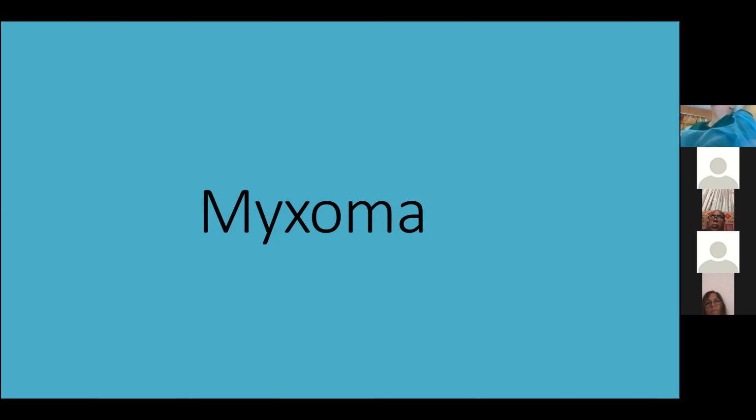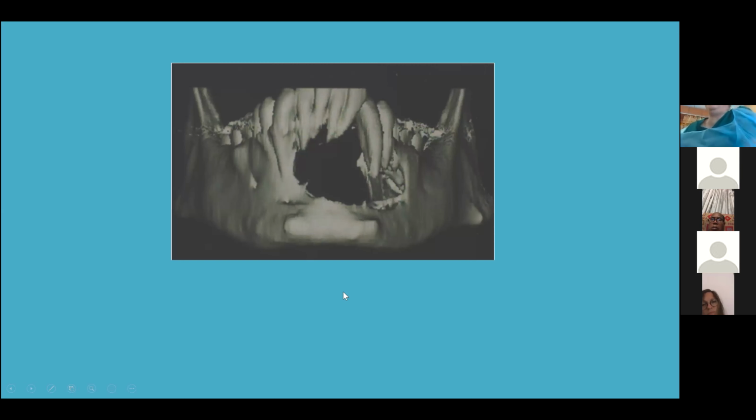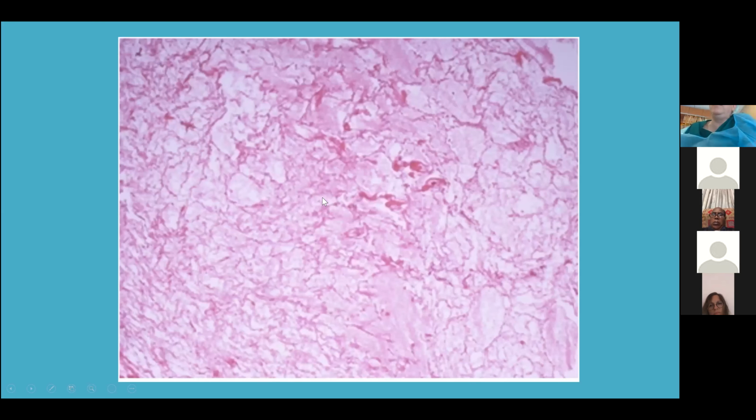Myxoma is an unusual lesion of the jaws. Again, very aggressive lesion, completely benign, but very aggressive. You can see the damage here in the anterior mandible. We ran a 3D CT, showing the damage being caused by the lesion, the inferior border still intact. Here's the histology showing the myxomatous nature of the lesion and the high level of collagen fibers present.